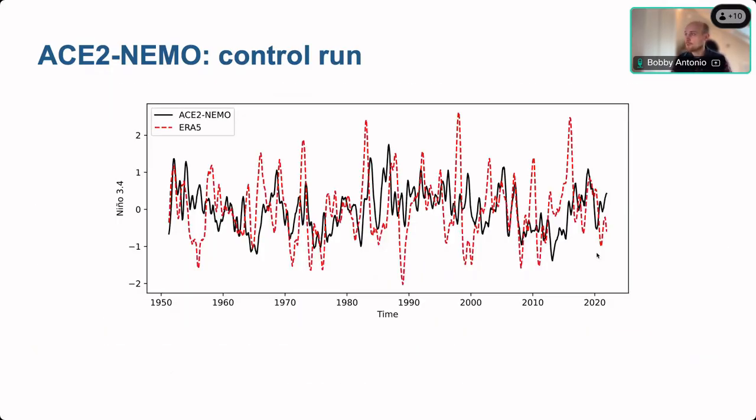This is the Nino 3.4 index calculated for a single ensemble member, just to demonstrate that there's this kind of coupled variability going on. Again, what we're going to be looking at here is probably the spectra of this Nino 3.4 time series and seeing how that compares to ECR3 and ERA5.